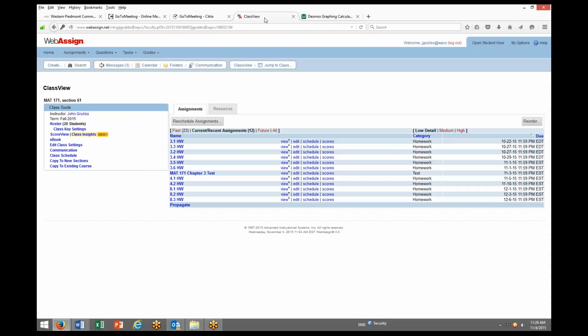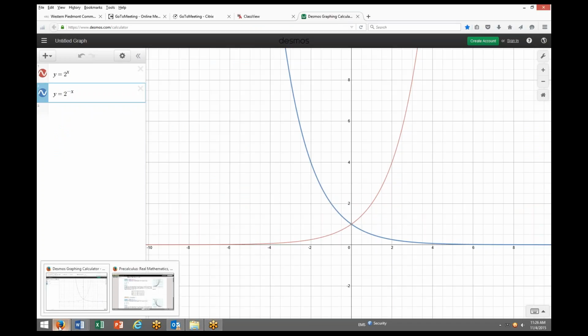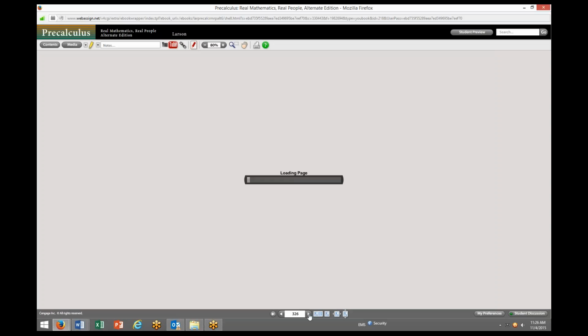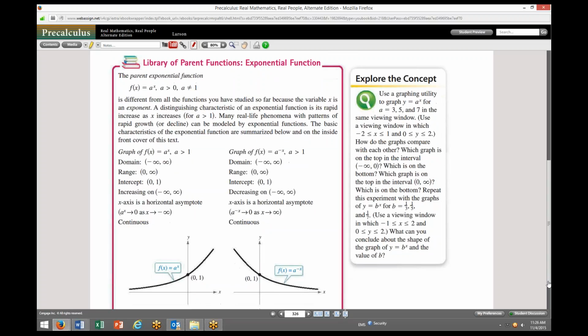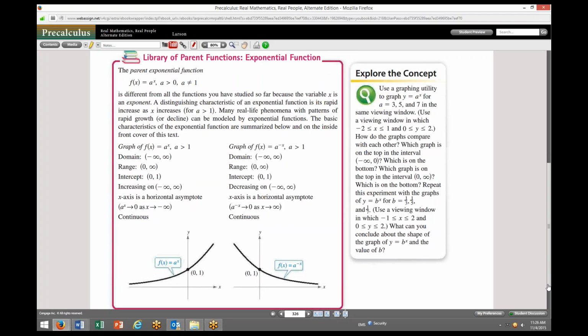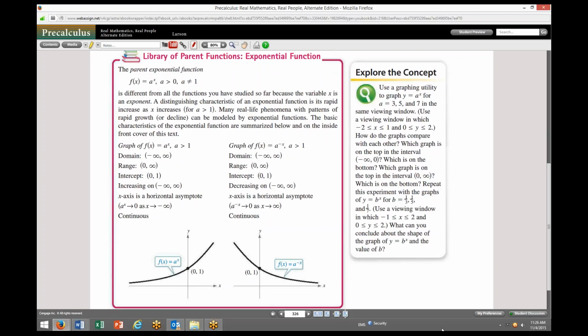And let's talk about some of the aspects of these functions too. So, what your text frequently calls a library of parent functions. We're going to look at this for exponential functions now for both a to the x where a is greater than 1 and a to the negative x where a is greater than 1. In other words, that's actually like a to the x where a is between 0 and 1. It comes out to be the same thing, just as we've been talking. But let's look at these two.